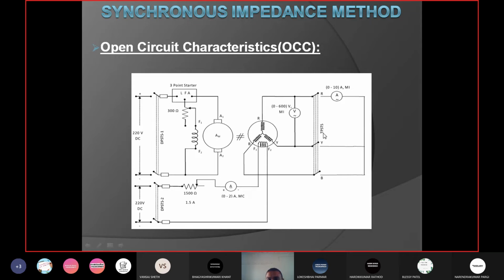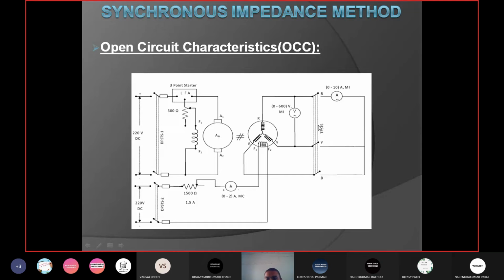Once again, keep the switch open, run the DC shunt motor, and adjust the speed of the DC shunt motor to the rated value, so the alternator also rotates at the rated speed. As the resistance is maximum, minimum current, nearly equal to 0, will flow through the field winding of the alternator. Now close the switch, this TPST switch.